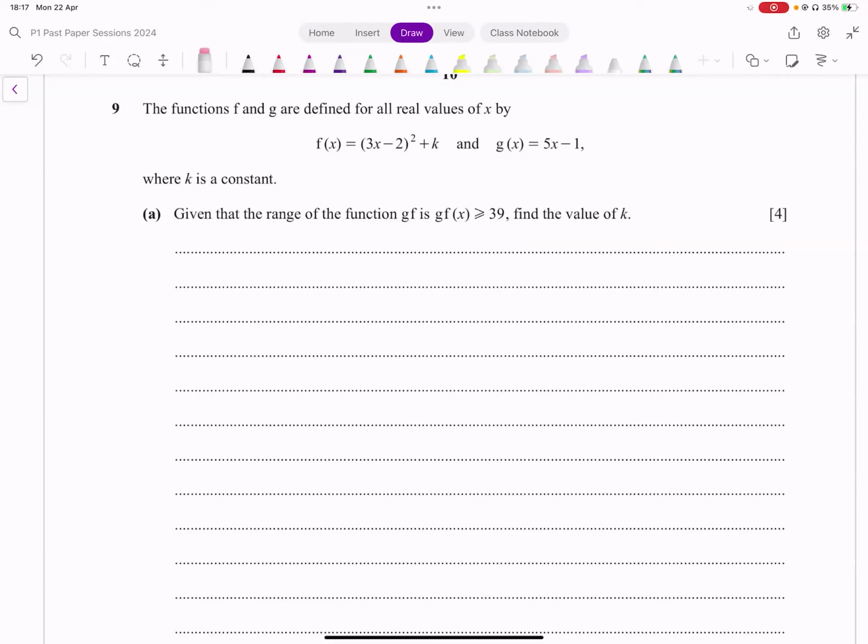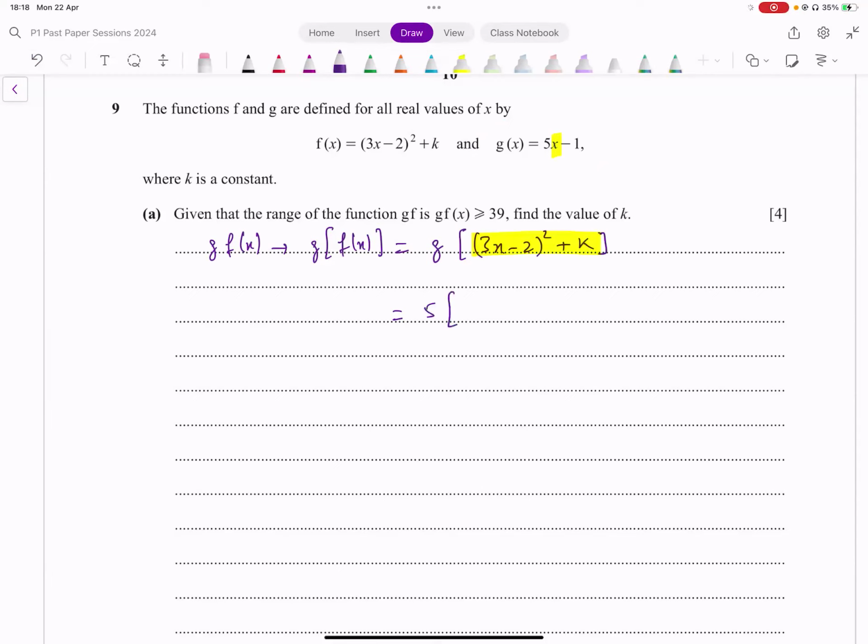Gf function. First of all, let's find out what the gf function is. Gf of x. What would it look like? G of f of x. That means inside g, we've got to input f. So it becomes g of (3x minus 2) whole squared plus k. Okay. And now inside this function, wherever you've got x, you've got to replace that with this whole thing. What do we get from this?